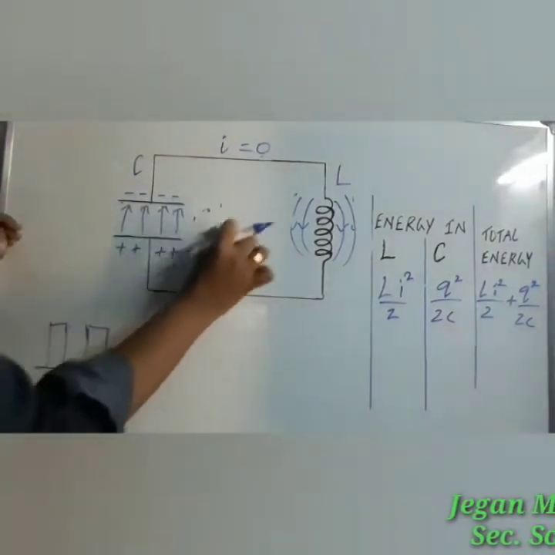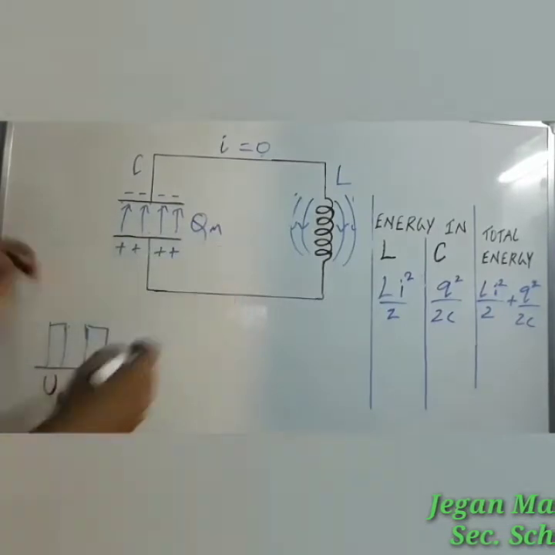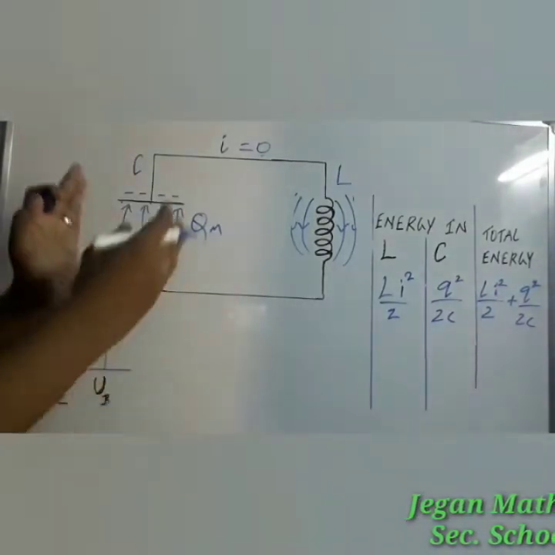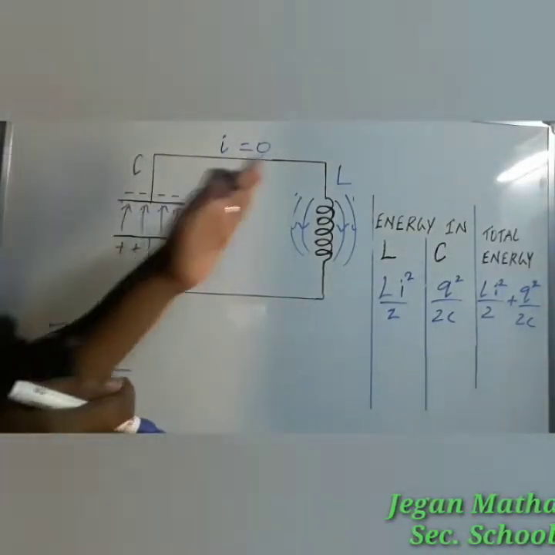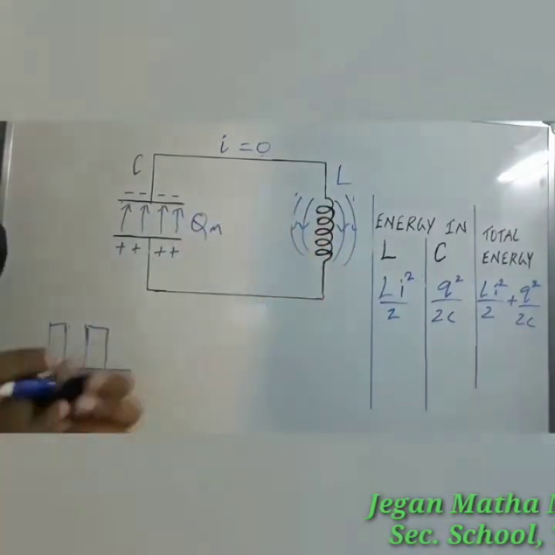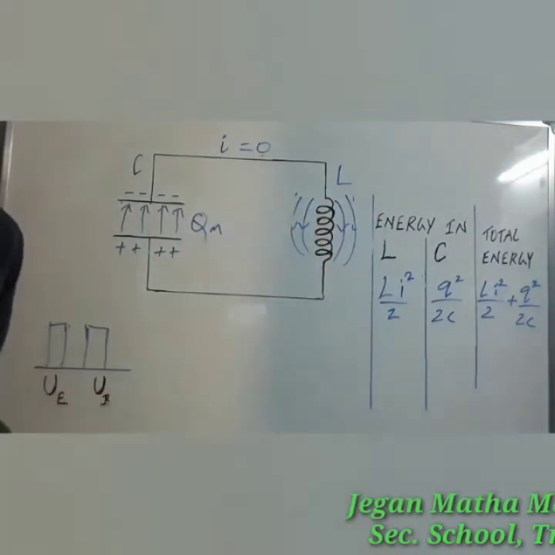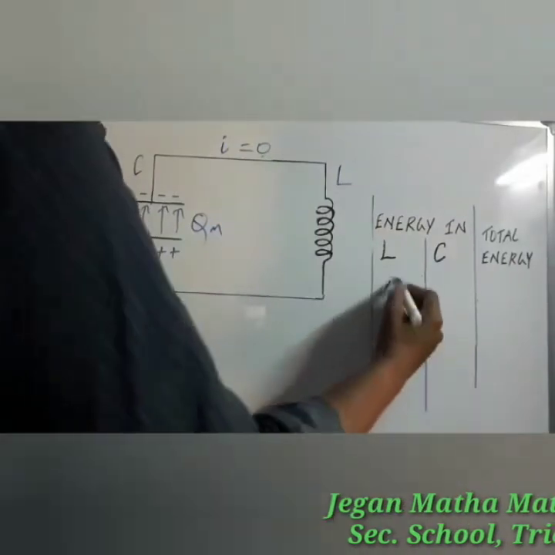So charge value can be written as Qm now. That has a maximum charge. Here that has maximum energy means, what is the meaning? The energy stored in the inductor is over now. So energy stored in the inductor is 0 now.